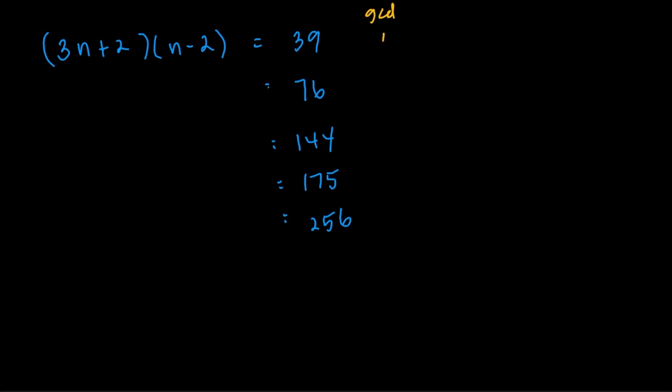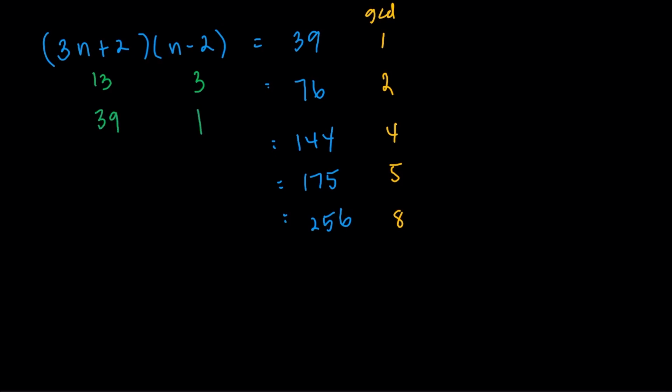The GCD is 1. The second case is 2, 4, 5, and 8. So, what are the factors of 39 that have a GCD of 1? Now, 39 is 13 times 3. So, it can either be 13 and 3, or 39 and 1. Now, take a look here.